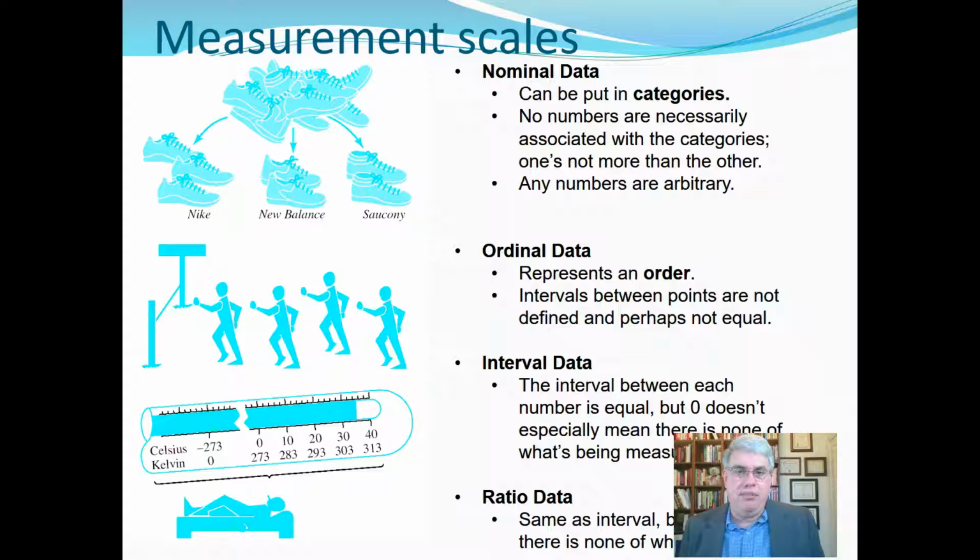All we would know about is the order if we just knew that they came in first, second, third, and fourth. So ordinal data has scales that have an order, but the intervals between points are not defined, and perhaps they're not equal. Now let's go to ratio data.